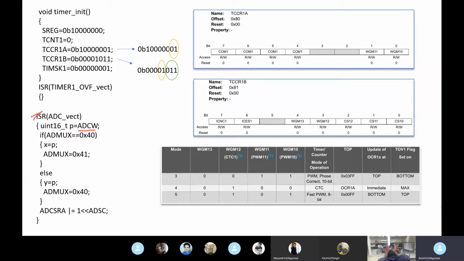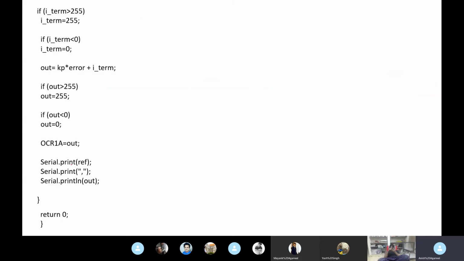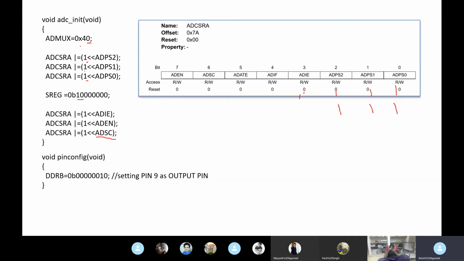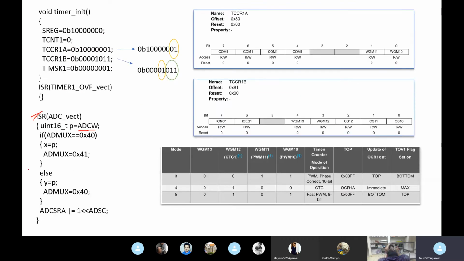Okay. Now coming to the if loop. If ADMUX equals 0x40 - if you remember, we had set the value of ADMUX as 0x40 - so it will go inside the if loop. Once it goes inside the if loop, we do X equals P. So the value from ADCW, which was the value on the A0 pin, is now stored in the variable X.